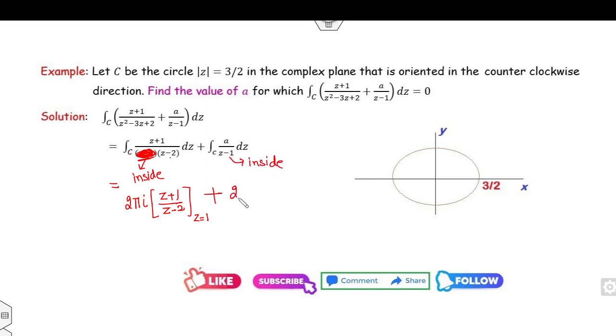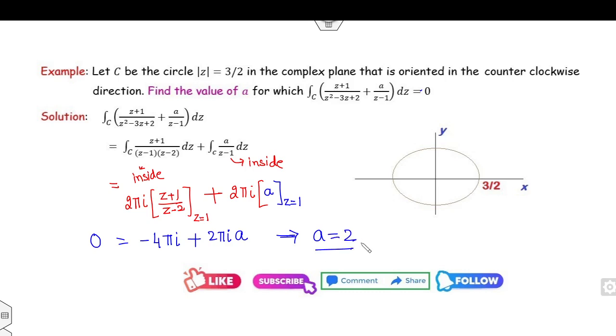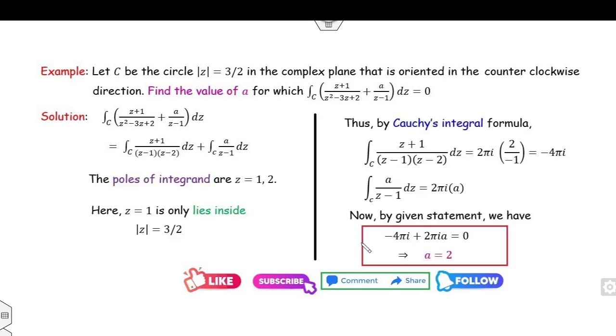So what will it be? 2 pi iota, and what will f(z) be? Skip this one, so what remains? a at the point z equal to 1. Now you can get the answer. It will be 1 plus 1, 2, 2 over minus 1, so that is minus 4 pi iota plus 2 pi iota times a, and the right hand side is 0. So can you find the value of a? a will be 2, which is the right answer of the problem.